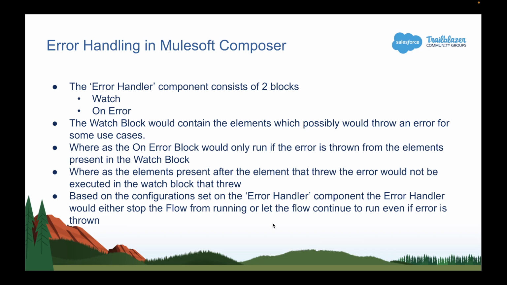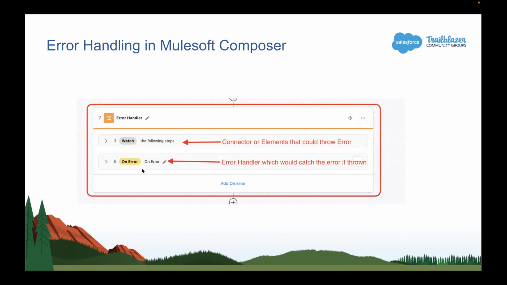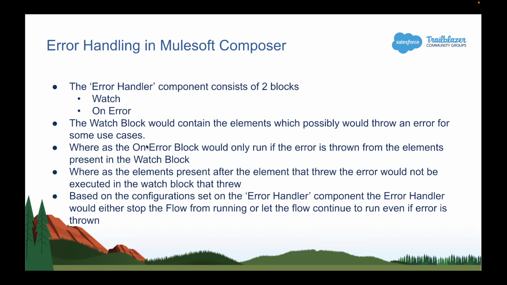So basically, it means that if, suppose, there are five elements in my watch block, and the second element threw an error, then my on error block would now run, and the last three elements present in my watch block would not be run, right? So this is all about it. Then, based upon the configuration set on the on error handler component, the error handler would either stop the flow from running or let the flow continue to run even if the error is thrown.